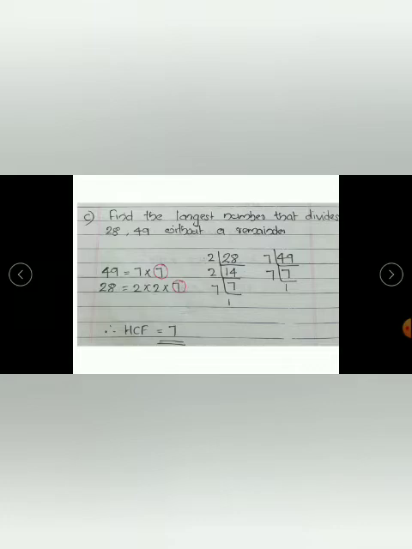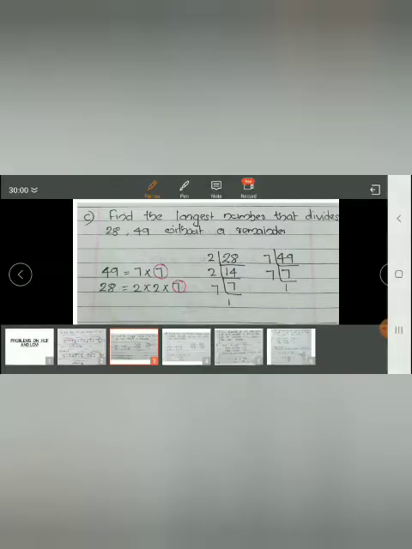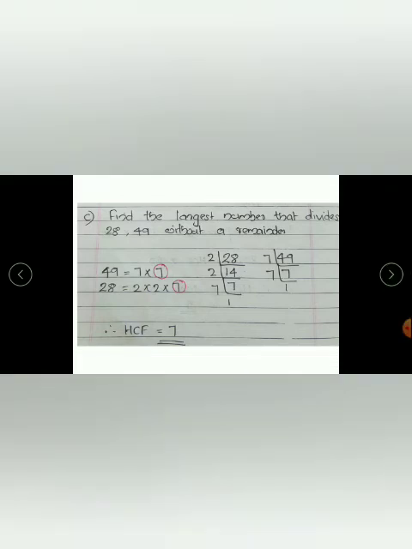Prime factorization method. For that we prime factorized 28 and 49. So 28 prime factorizing, you will get what? 2 into 2 into 7. What is the prime factorization of 49? Only one factor for 49, that is 7 into 7. So the prime factorization of 49 is 7 into 7.